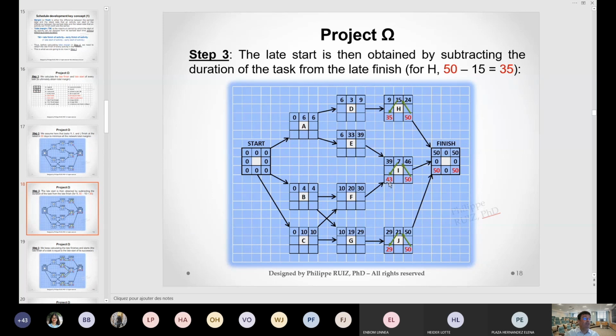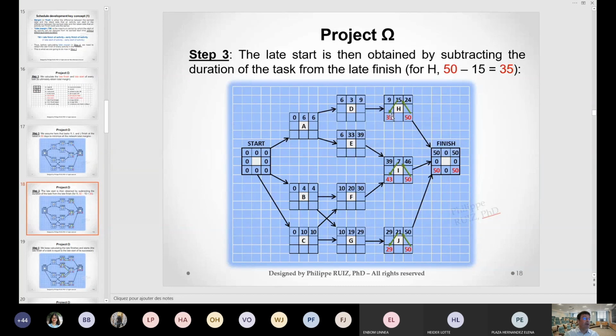I compute the late start of I the same way. 50 minus 7 is 43. So the late start of I is on the 43rd day. And the late start of J, 50 minus 21, is on the 29th day.